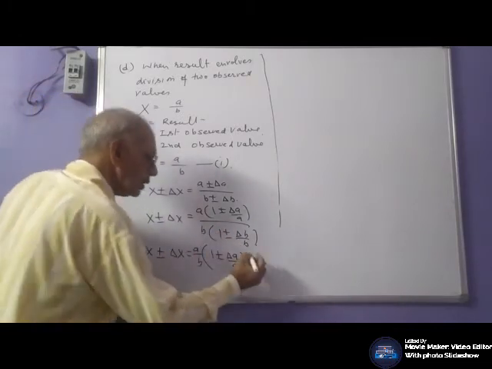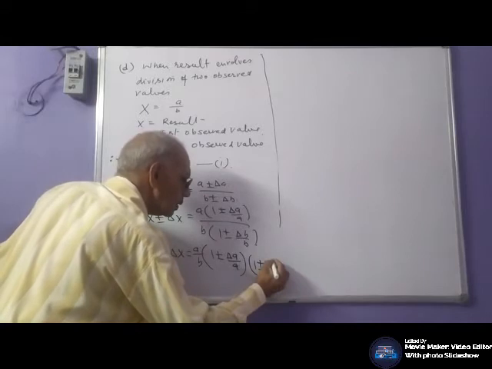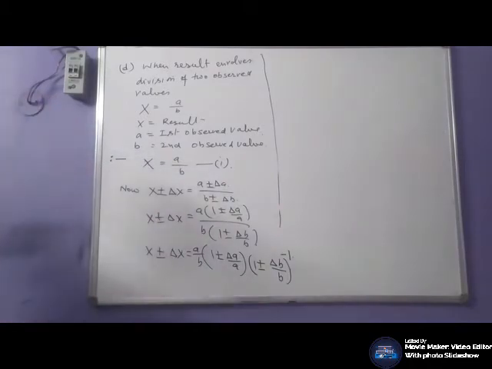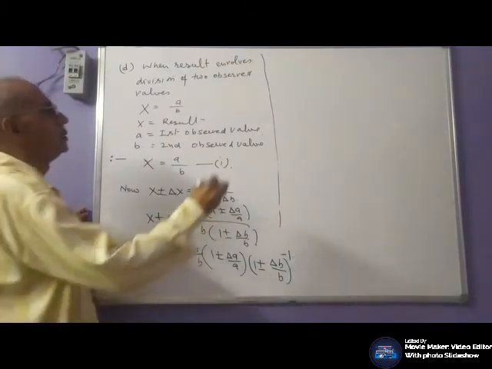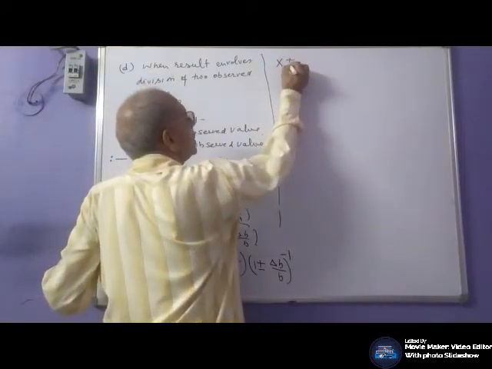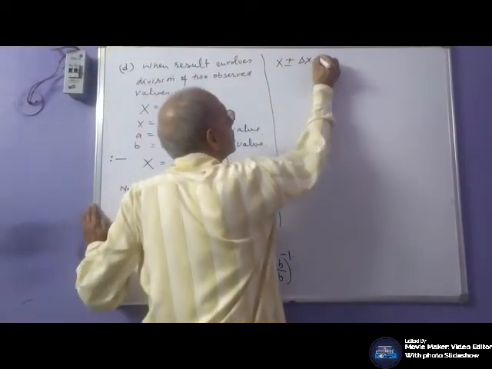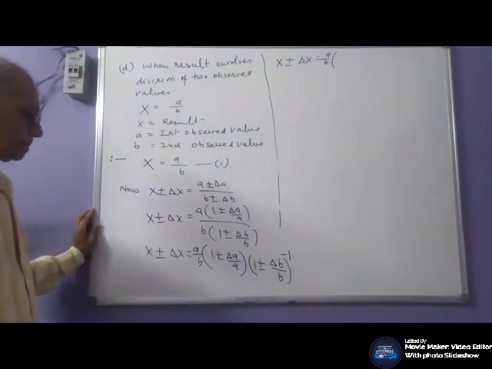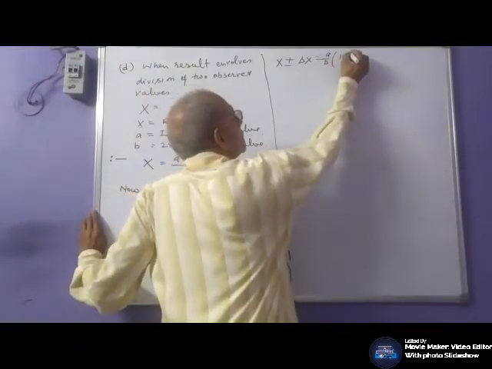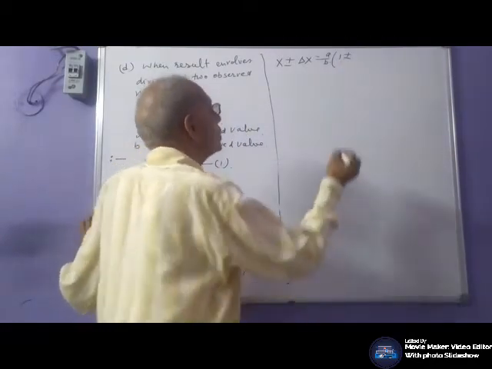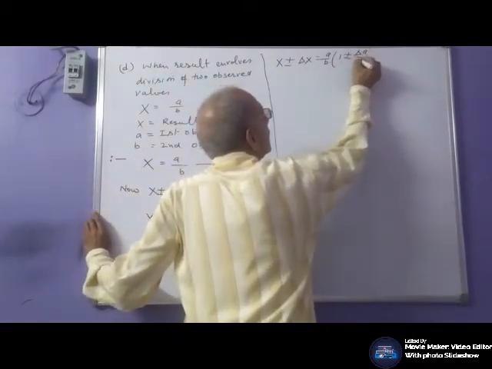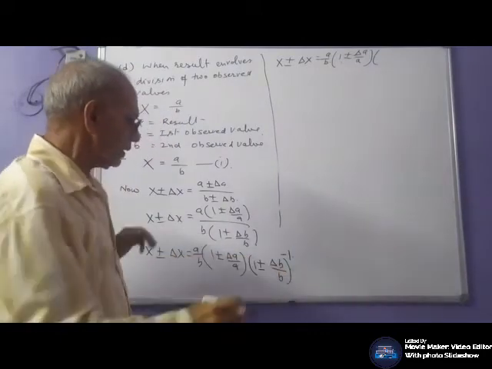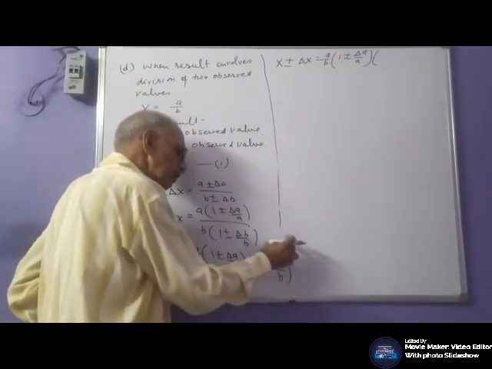Take this up: 1 plus minus delta B by B to the power -1. X plus minus delta X equals A by B times 1 plus minus delta A by A. Apply binomial theorem. When this is 1, this is small, the power will be multiplied here.